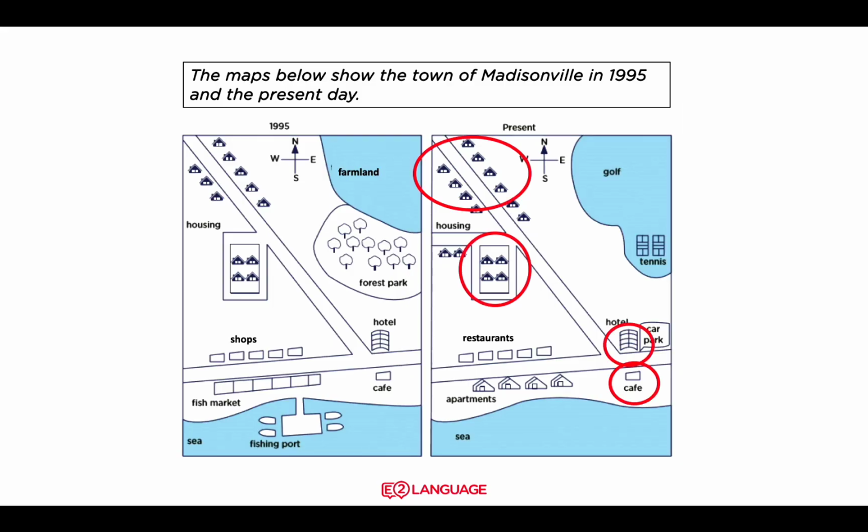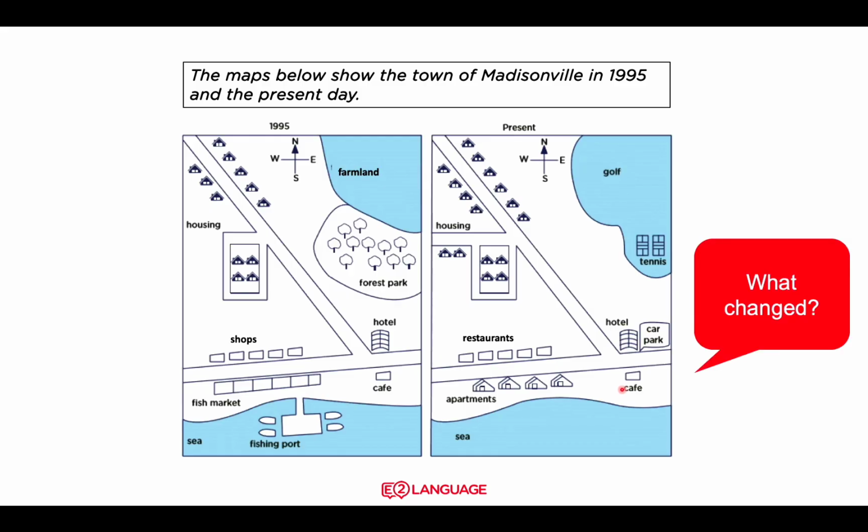Here's what I found. So these houses in the northwest corner pretty much stayed the same. There are a few additions. These houses here, the 4 in the middle, the hotel and the cafe down in the southeast corner also remained. So they were here in 95 and they're here now. Now, what about what changed? So again, pause the video and have a look for yourself. What is different between the past and present?